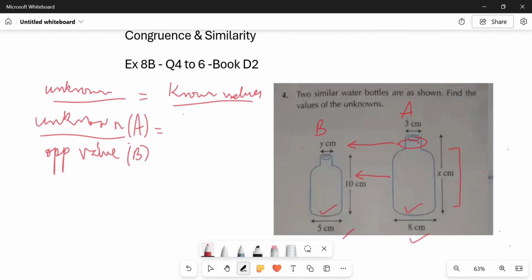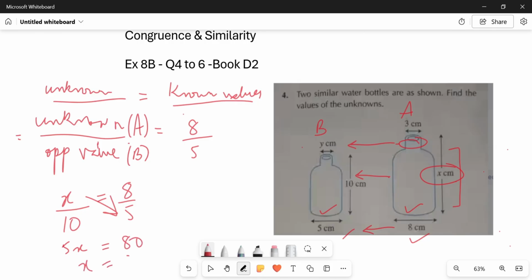We are talking about the x value, the bigger bottle value, so the numerator will take the bigger bottle value: 8 centimeter. And what will come in the denominator? The cross value, 5 centimeter. Now substitute the value here. The unknown value was x, and the opposite value of x in the other bottle is 10 centimeter. Then we need to cross multiply. When fractions equal fractions, we always cross multiply. So 5x, and 10 times 8 is 80. So x equals 80 over 5.